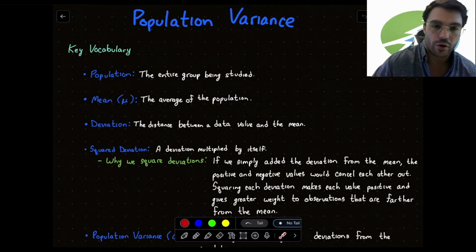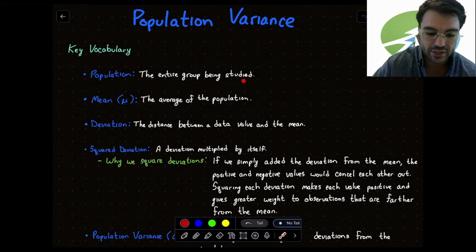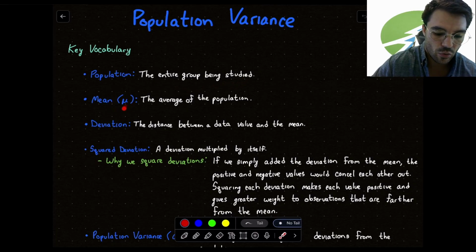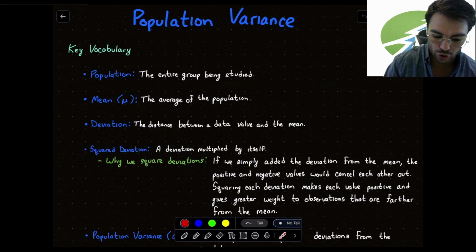Hello and welcome back. Today we will be talking about population variance. All right, some key vocabulary before we get started. Population is the entire group being studied. The mean, which we will see denoted with this symbol called mu.